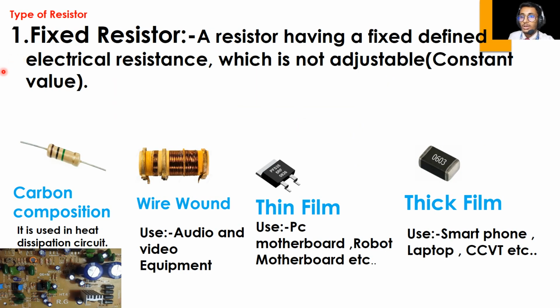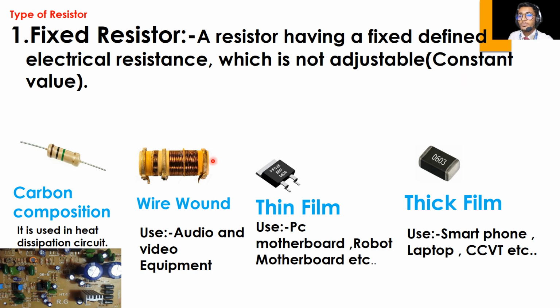There are two types of resistor. First, fixed resistor. A resistor having a fixed defined electrical resistance which is not adjustable. That means we cannot change the value as per our wish. There are four types of fixed resistor.